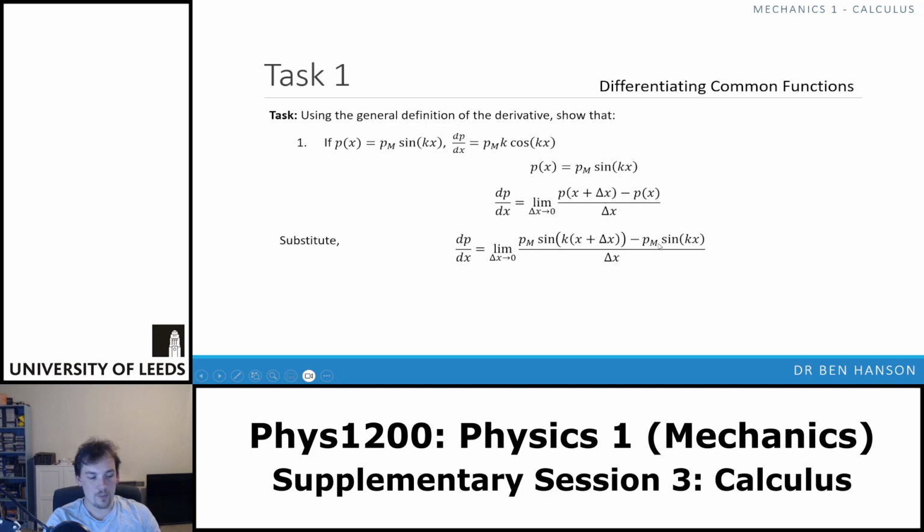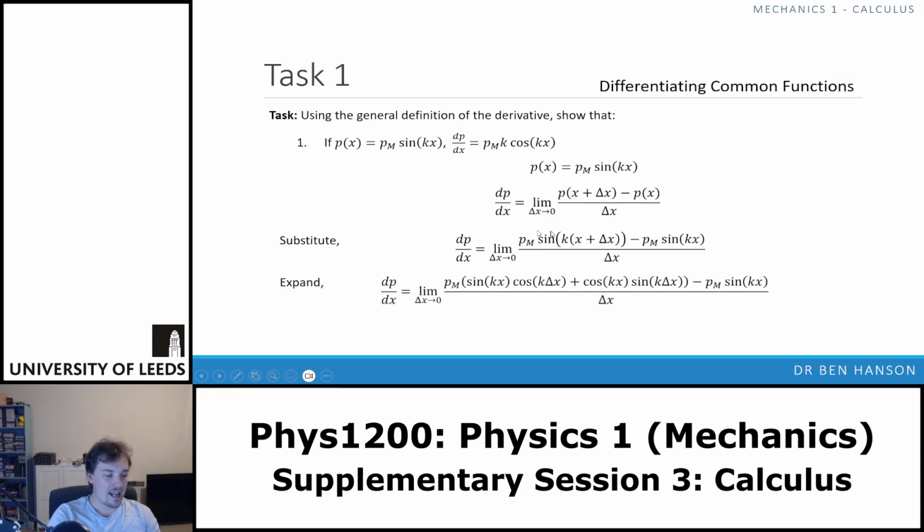Minus p of x, or minus pm sine kx, divided by delta x. So our goal here, just like before, is to do our best to get rid of that delta x as best we can. That's our goal. So let's expand it out.